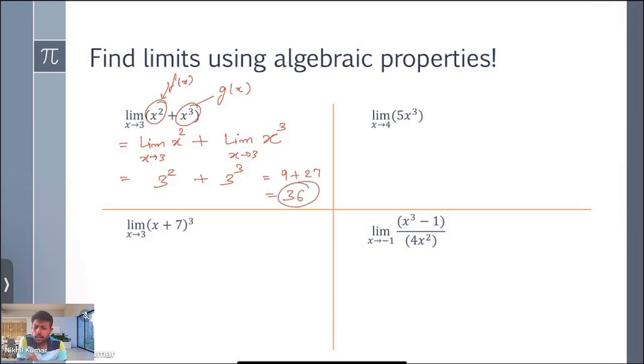Now, doing this for the first time, you will feel that it's futile to split it like this. Why can't we just directly substitute x equal to 3 here itself? I'm sure many students would have that question. Why don't we directly substitute x equal to 3 there?